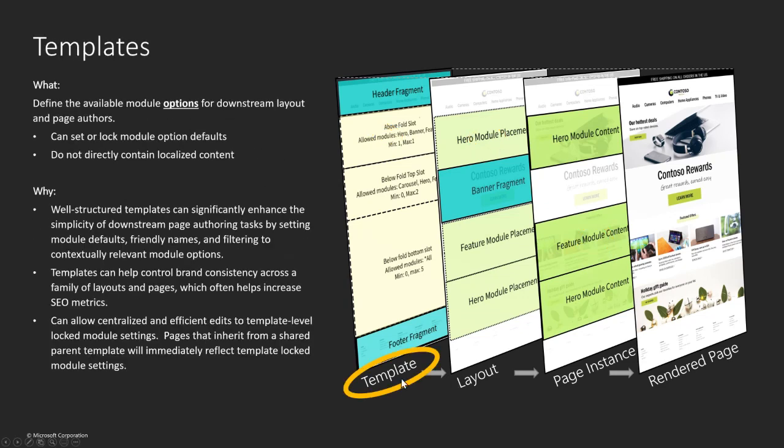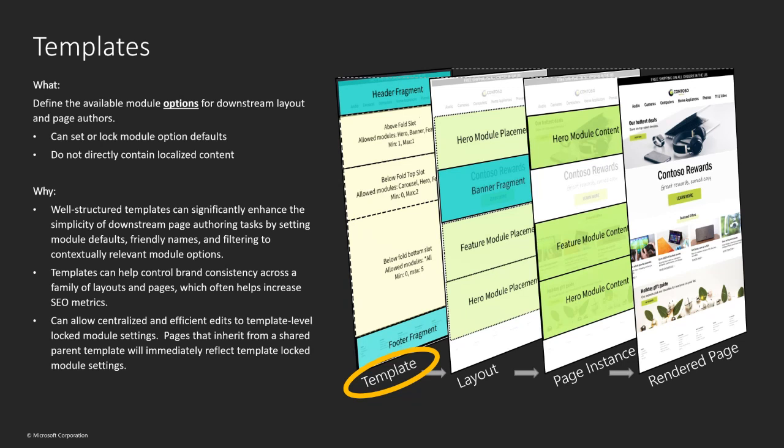So moving on to this next entity type here, a template. What is a template? A template is really a set of options for your authors. It streamlines the authoring workflow. It can also help keep a site on brand.